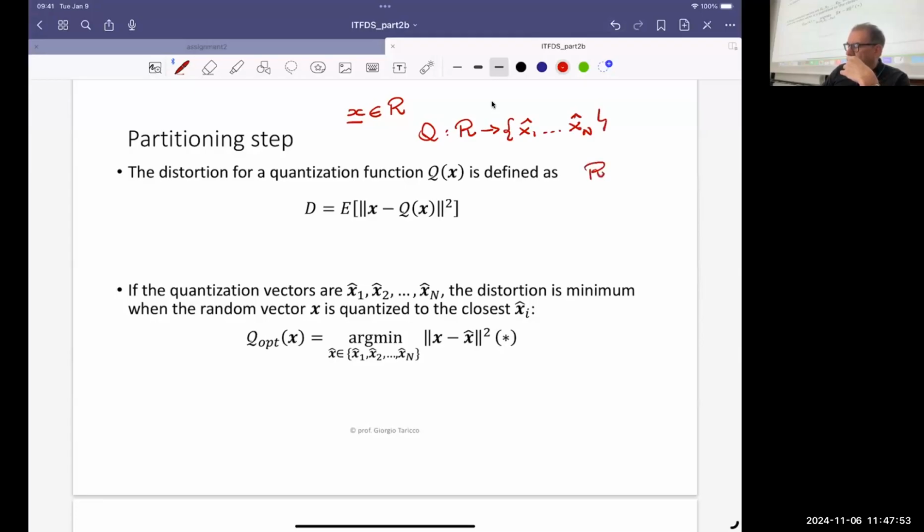R is included in a multidimensional space. Let's say that it's R to the M, and also the vectors x hat i belong to the same R to the M, and they also belong to the region R, because we assume that the quantization points are inside the region where our vector lives, where our vector is defined.